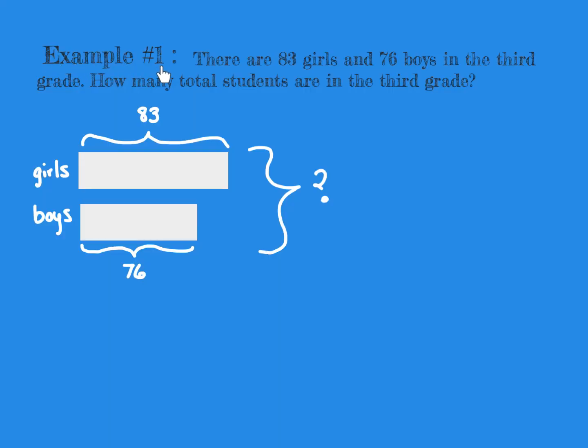Example number 1. If there are 83 girls and 76 boys in the third grade, how many total students are in the third grade? To find the total students in the third grade, we are going to add 83 and 76 together.